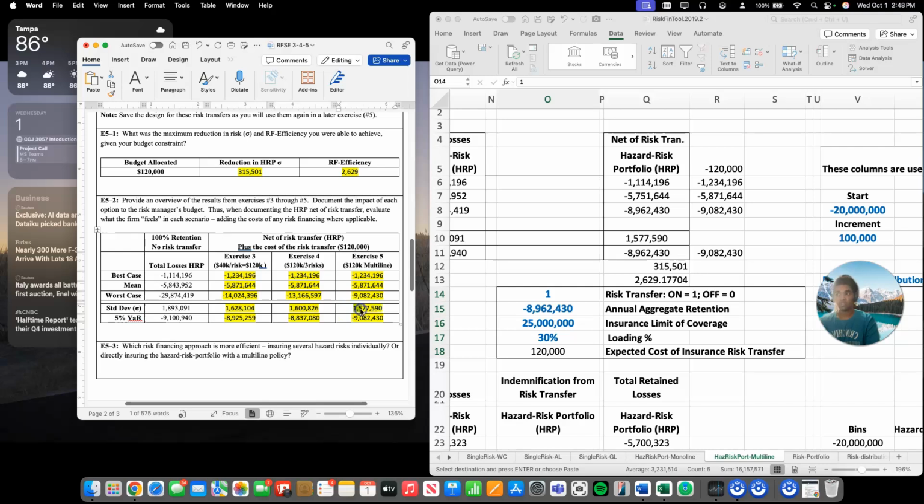1.57 million is lower than 1.62 and 1.6. You could see that it was much more efficient. So which risk financing approach is more efficient? It would have to be your multi-line policy, because if you look here, your multi-line is higher.